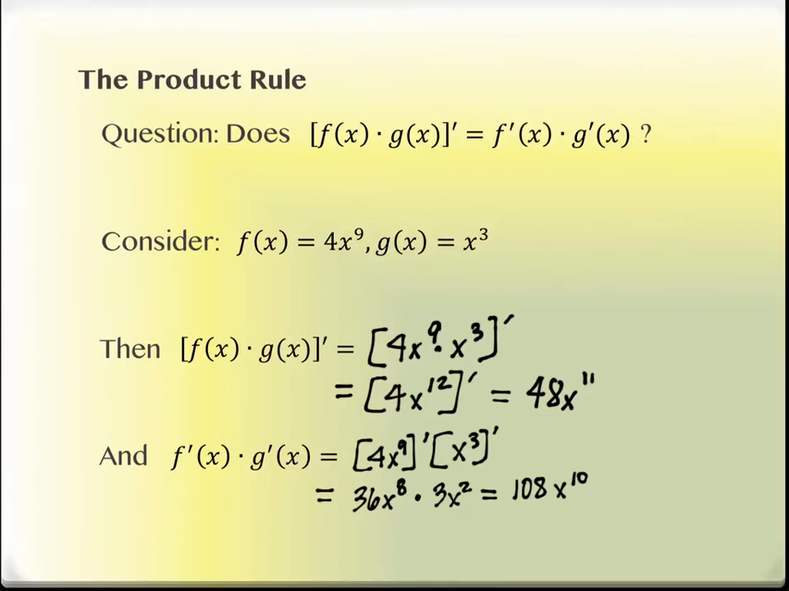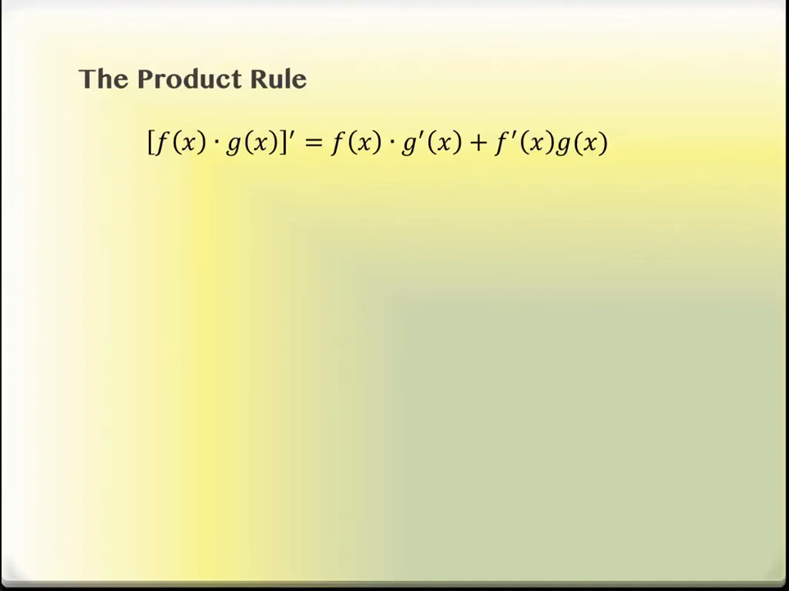And lo and behold, good grief. These two are not equal. They're not. I can't just take the derivative of each piece individually and then multiply them. I wish I could. It would make all of this so much easier if it worked, but it doesn't. So, what do we do instead? Well, we don't do that. Okay, here's what we do.